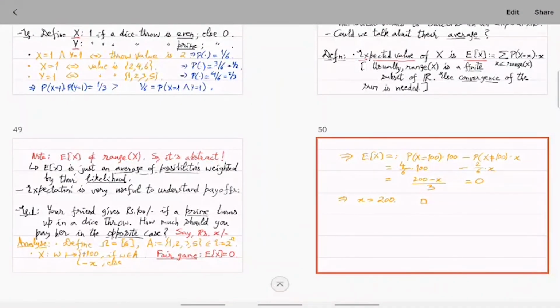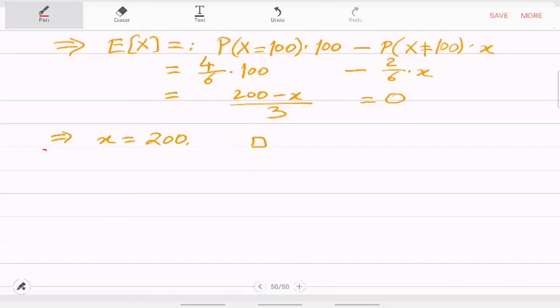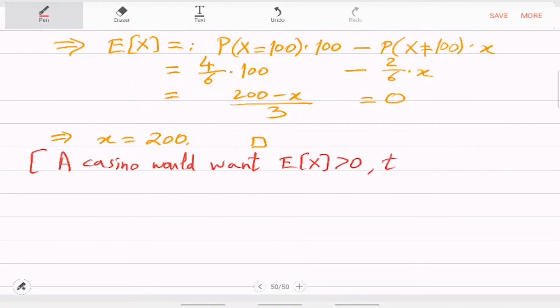And for a game where you win, you should ensure expectation to be positive. For example, if you were designing a casino, then you would want the expectation for you to be positive, so that in a casino the customers will always lose. So a casino would want expectation to be positive to make profits. So in a casino, games will always be unfair to you. Okay, so those analyses you can do. We'll see more examples.